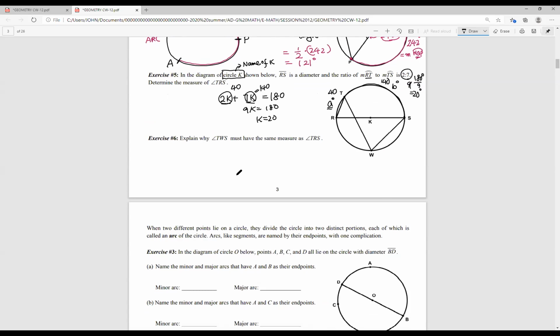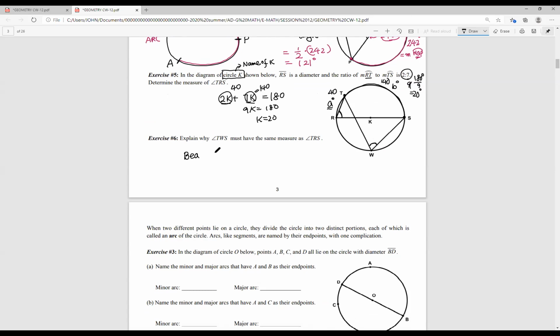Okay, next we explain wide angle TWS, this angle, and TRS, this angle. Why are they the same measure? How can you explain? They're both what? Inscribed angles for the same arc TS, isn't it? Because you can write down over here.